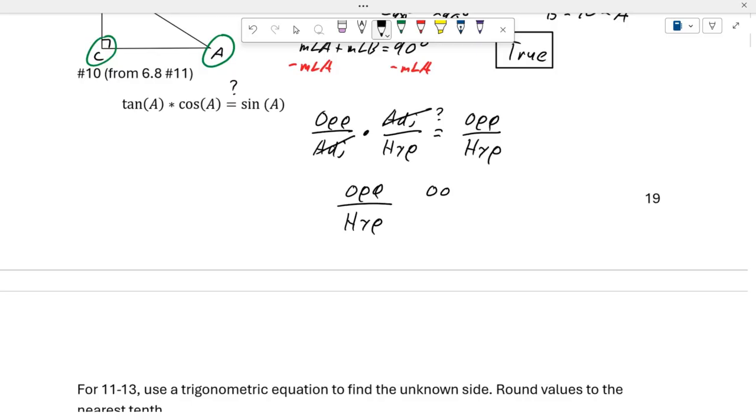On the right-hand side, we had opposite over hypotenuse, and those certainly look the same to me. And so this is a true statement: if you take the tangent of an angle and multiply by the cosine of that same angle, the product, the result, will in fact be the same thing as the sine of that angle. And this is a proof showing why that's true.